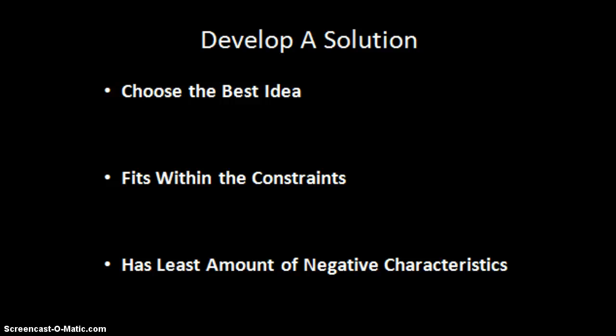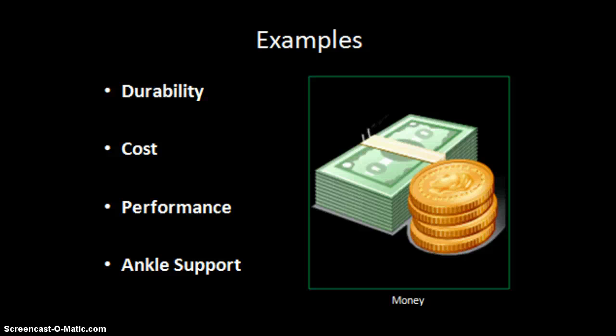The third step in the design process is develop a solution. Choose the best idea that fits within the constraints and has the least amount of negative characteristics. Examples: durability, cost, performance, ankle support. Whatever idea you pick is going to make the most sense in all of these areas and have the best possible solution that you're capable of creating in the end and people are actually going to buy and use.